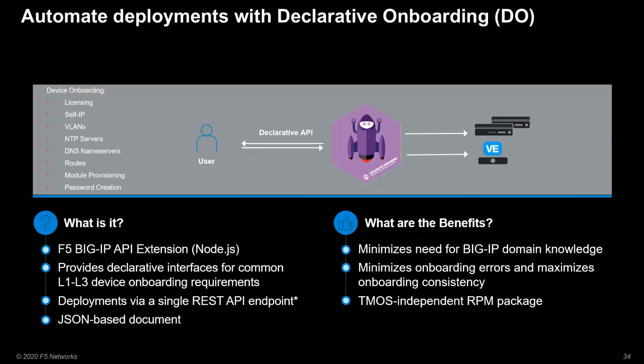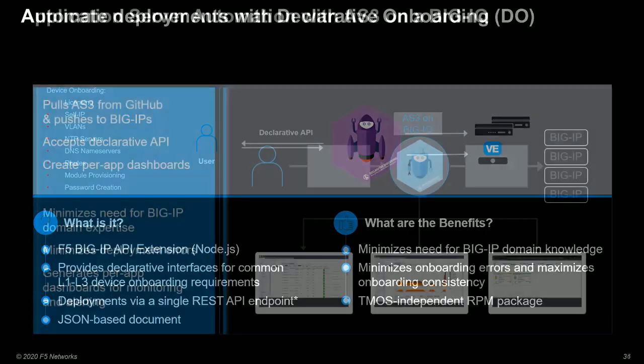And when you install Declarative Onboarding as an extension on BIG-IP, it enables you to do that onboarding via posting JSON declarations to the Declarative Onboarding API endpoint. Yes, everything related to the setup of the BIG-IP, onboarding, the license, the self-IPs, the VLANs, network time protocol, IP routes, it can all be created and configured automatically with declarative onboarding.